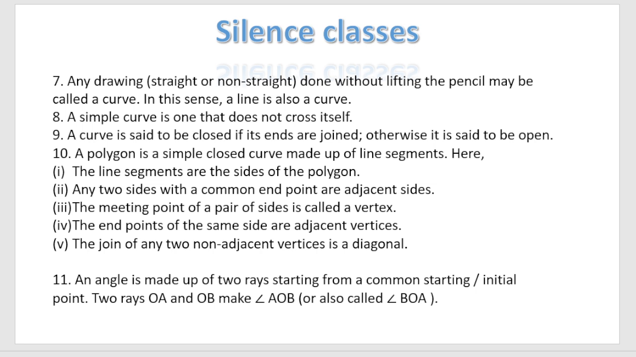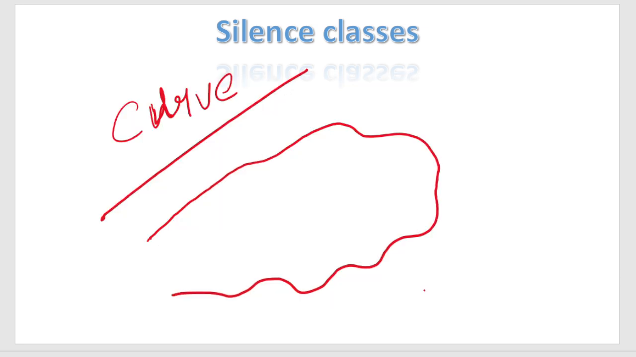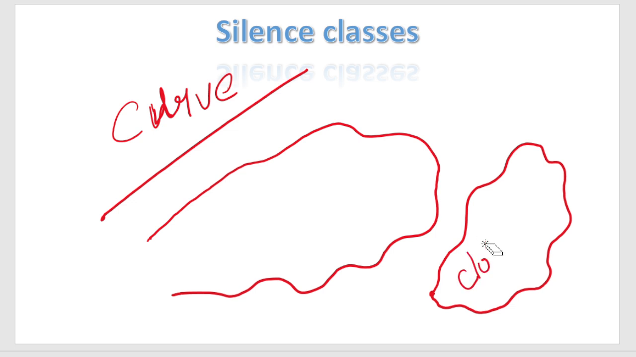Now, what is a simple curve? A simple curve is one that does not cross itself. If we start from here, move like this, and end where we started, this is known as a curve, a simple curve, and also a closed curve.